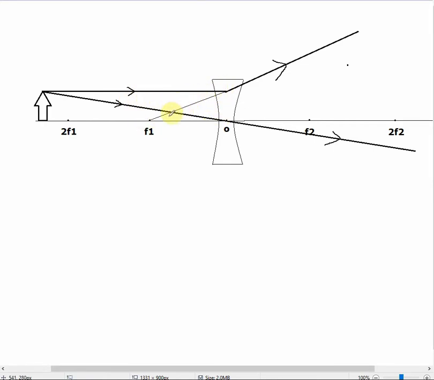It is a meeting point. So there will be one image formed here. So this will be the image point for this object. So let me draw the image.